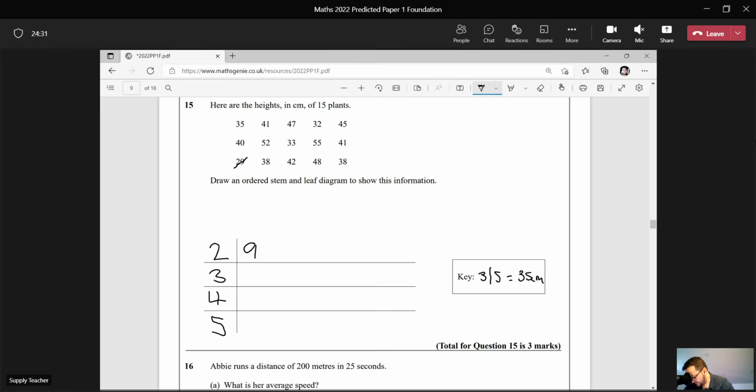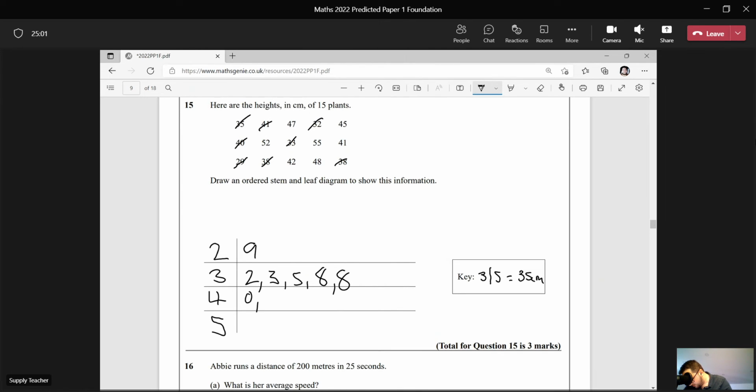So if we look at the 30s, I think the lowest in the 30s is 32. So that's that one. There's a 33. There is a 35. And there are 2 38s as well. Okay, great, that's all the 30s. So let's have a look at the 40s. There is a 40.